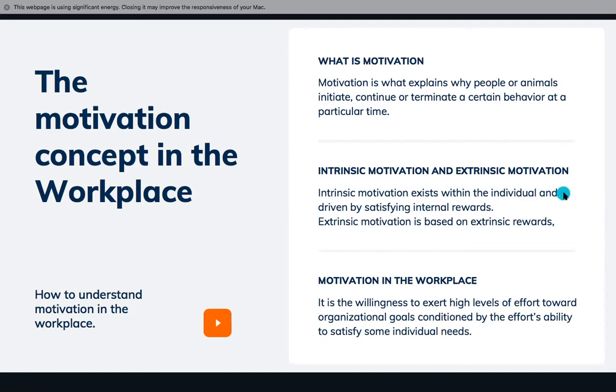Motivation in the workplace is defined as the willingness to exert high levels of effort toward organizational goals, conditioned by the effort's ability to satisfy some individual needs. Employee motivation is defined as the enthusiasm, energy level, commitment, and the amount of creativity that an employee brings to the organization on a daily basis. So that's my part.